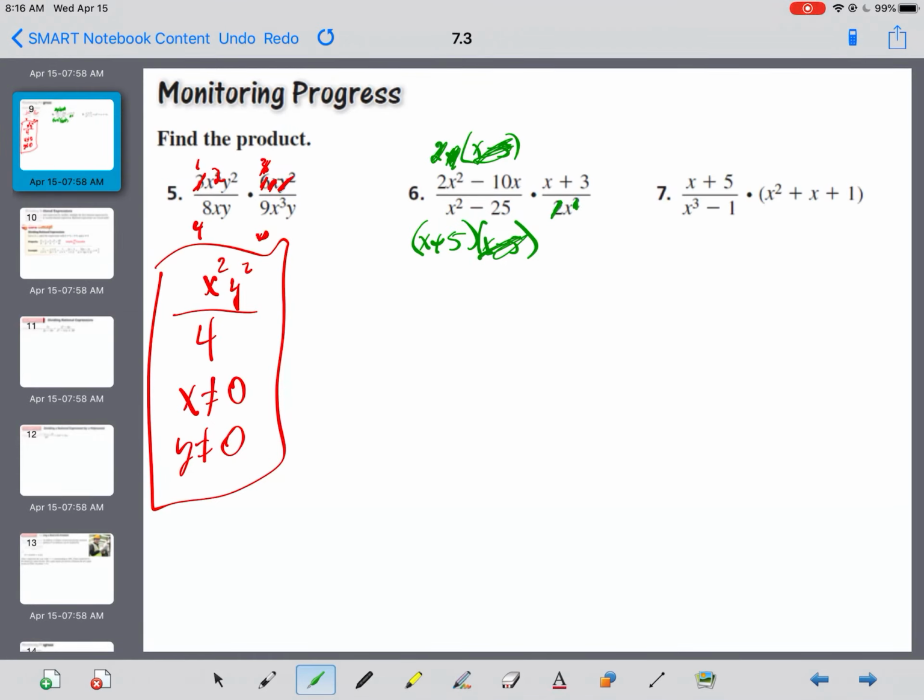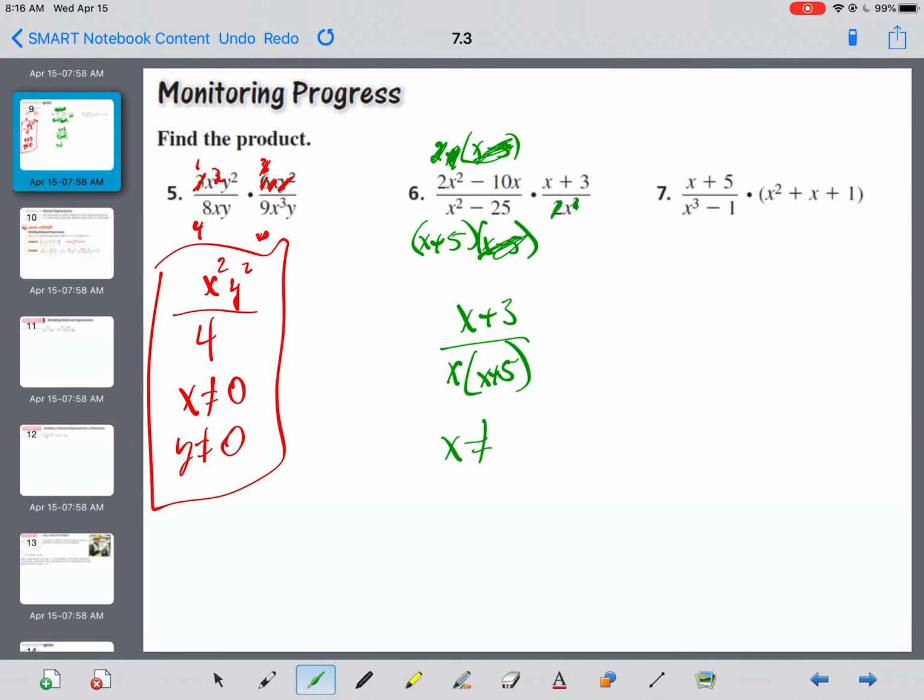Perfect. All right, x minus 5 goes. The 2 goes, one of the x's. Okay, so we got x plus 3 over x times x plus 5.